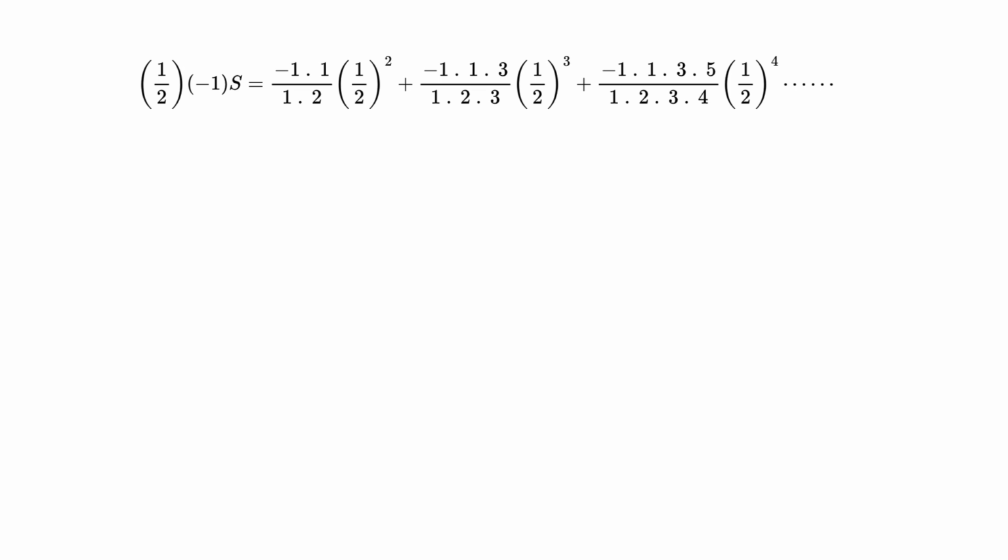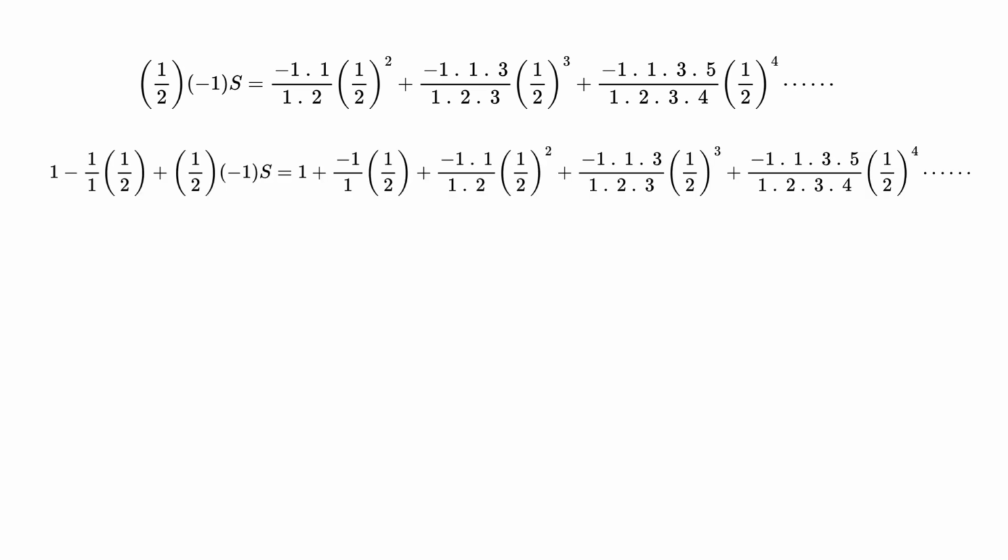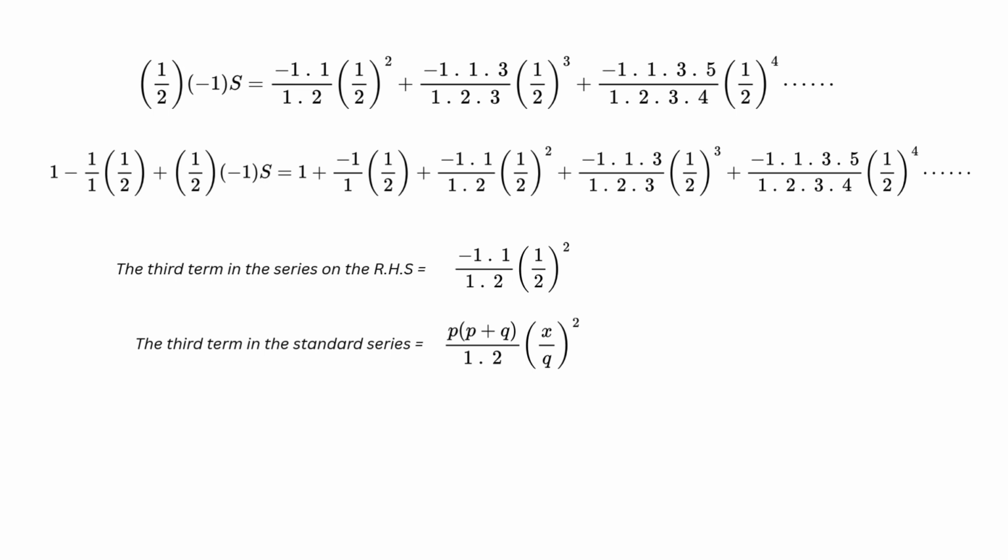Even now, the first two terms of the standard binomial expansion are missing. The missing terms are 1 minus 1 by 1 into 1 by 2. So, we add these two terms to both sides. Then, 1 minus 1 by 1 into 1 by 2 plus 1 by 2 into minus 1 into S equals 1 plus minus 1 by 1 into 1 by 2 plus minus 1 into 1 by 1 into 2 into 1 by 2 whole square plus etc. Now compare the third term of the RHS with the third term of the standard binomial expansion. We get p is equal to minus 1, p plus q is equal to 1, h by q is equal to 1 by 2. Hence q is equal to 2, h is equal to 1.